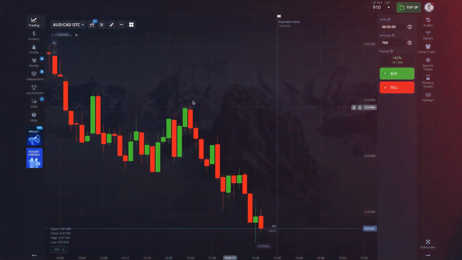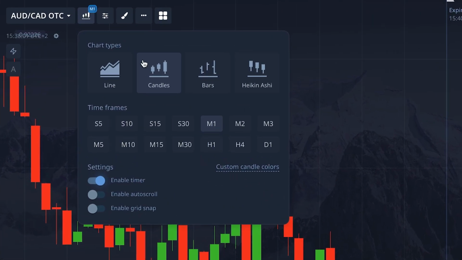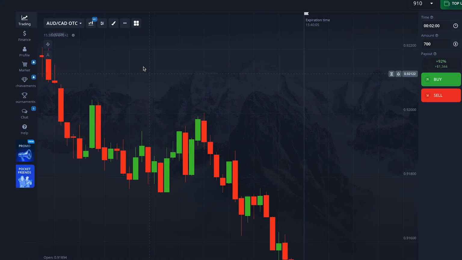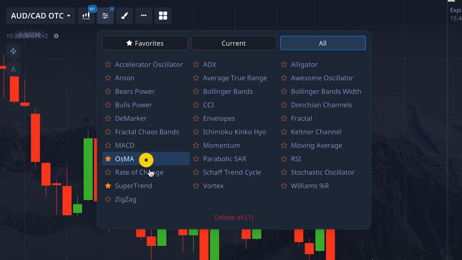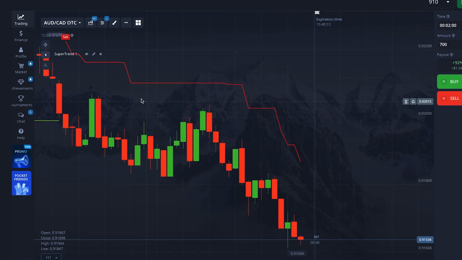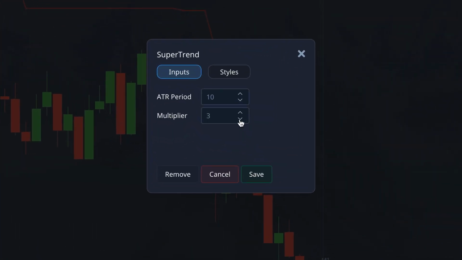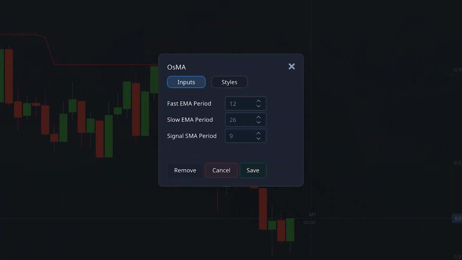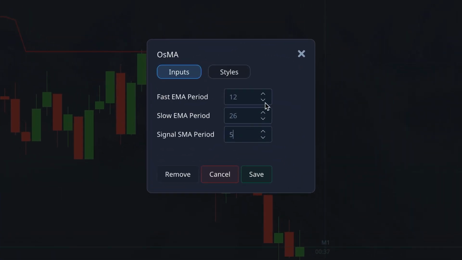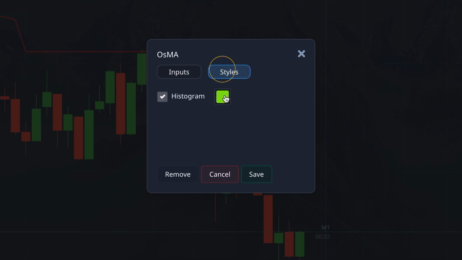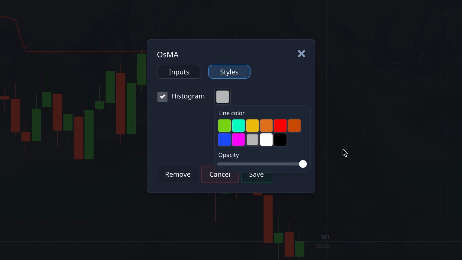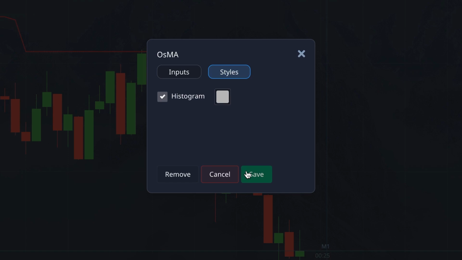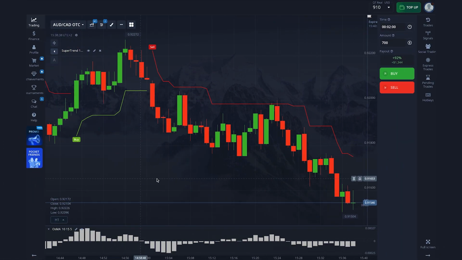I'm starting. First of all, let's get the tools ready for work. I set classic candlesticks. The time frame is 1 minute. Go to the Indicators tab and select OSMA and Supertrend. Setting up a Supertrend. Multiplier is set to 2. Saving, setting up OSMA. We set the signal period to 5. Fast period we set 10. Slow period is set to 15. Go to the style and change the color of the histogram to gray. Move opacity to the right. Saving. The indicators are ready to work.